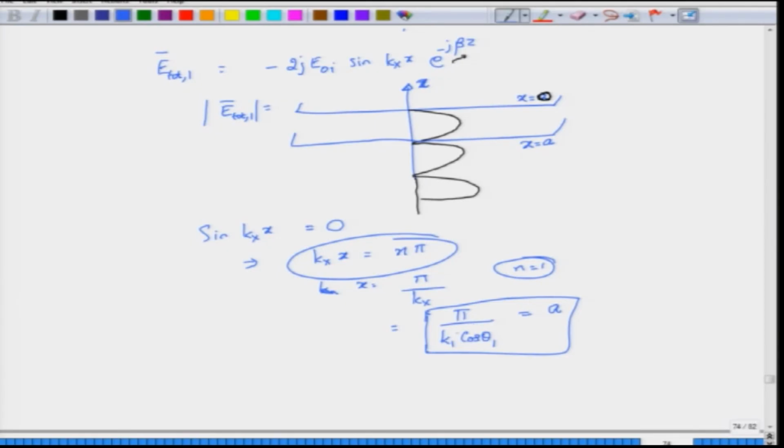Let us simplify this equation slightly in terms of theta 1. In practice, I will be given x equal to 0 and x equal to a, and then asked to find those values of theta where the electric field can actually go to 0. So, I will rearrange the equation to make it cos theta 1 is equal to pi by k1 times a, and k1 being the wave vector, I can rewrite this as 2 pi by lambda times a, and then I can cancel pi from both sides, and you have lambda by 2a.